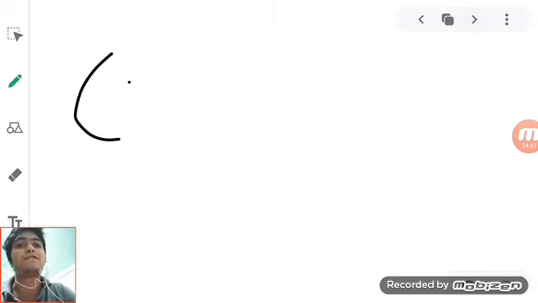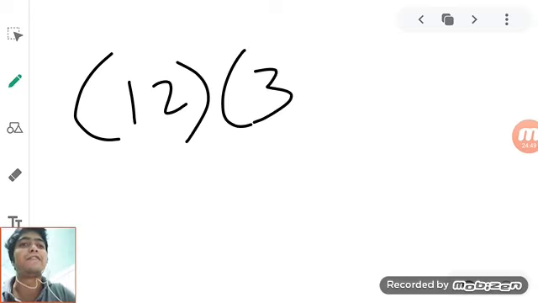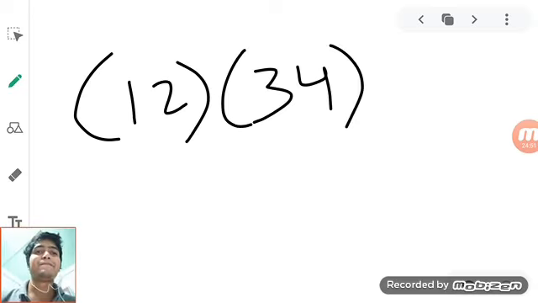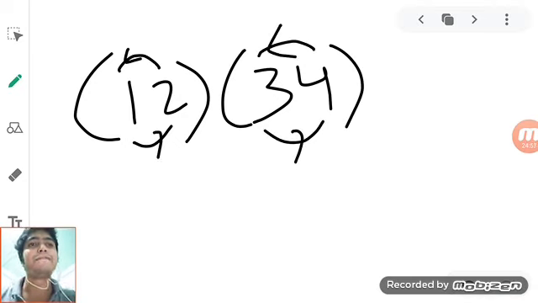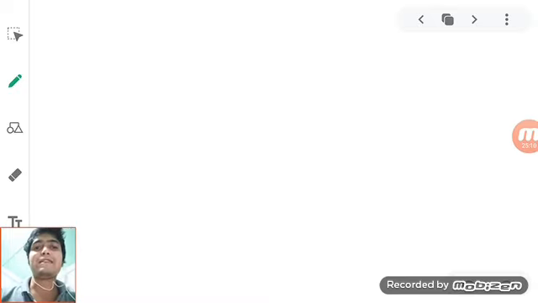Again, just to be more clear, we can even have something like this. 1 goes to 2, 2 goes to 1, 3 goes to 4, 4 goes to 3. The number 5 is not present, so we can say 5 goes to 5, and also 6 goes to 6, and also the other numbers. So that is how we will do it.